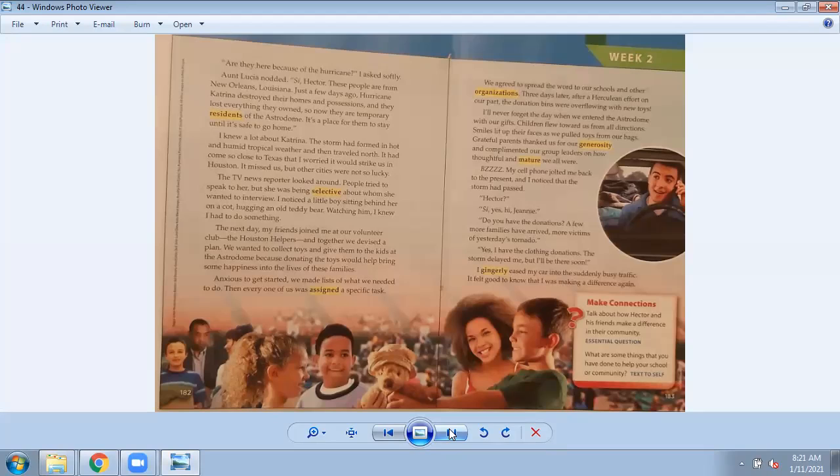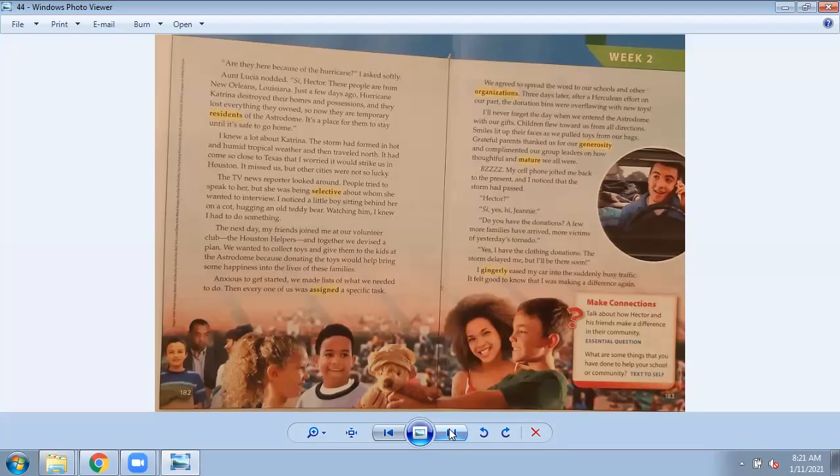I gingerly eased my car into the suddenly busy traffic. He carefully pulled out into the traffic. It felt good to know that I was making a difference again. Okay? All right, so this is a story to help you understand your vocabulary. It's also a nice story.